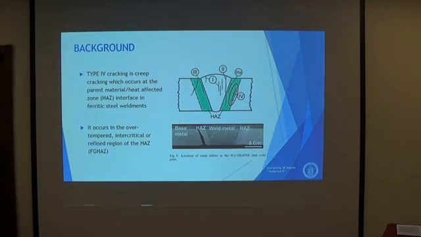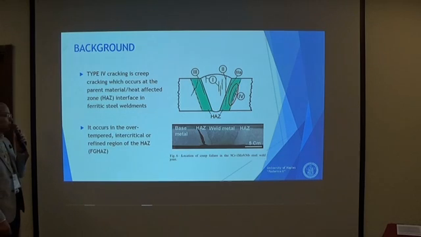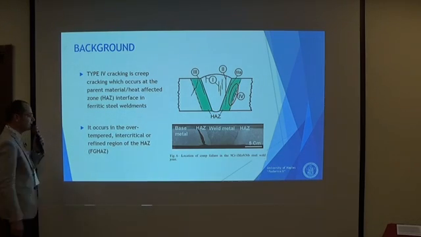Let me introduce the problem. We know that type 4 cracking is a creep cracking which occurs at the interface between parent metals and heat affected zone material in ferritic steel weldments. It occurs in a special region of the heat affected zone we call the fine grain heat affected zone.